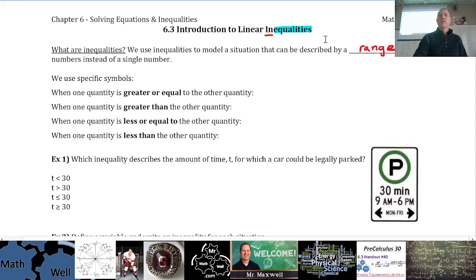When we're talking about inequalities, we often use symbols like greater than or equal to another quantity. So greater than would be an example of an inequality. And there are some symbols. So greater than or equal to would look like this. Have you seen these symbols before?